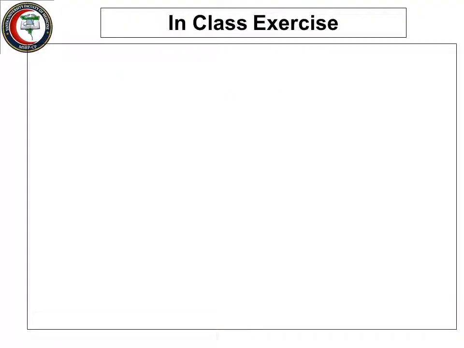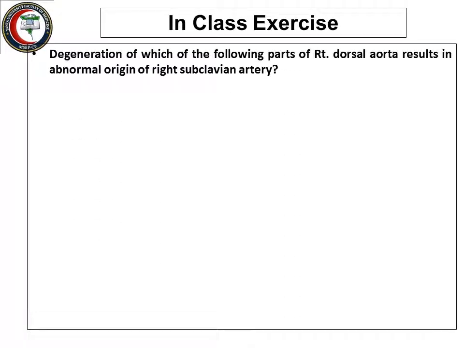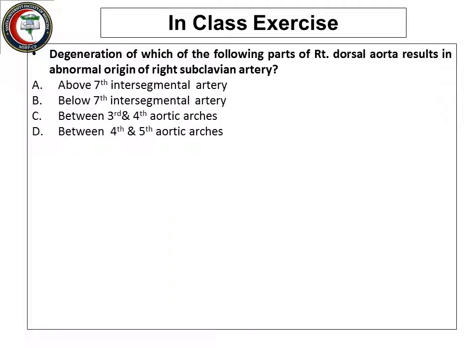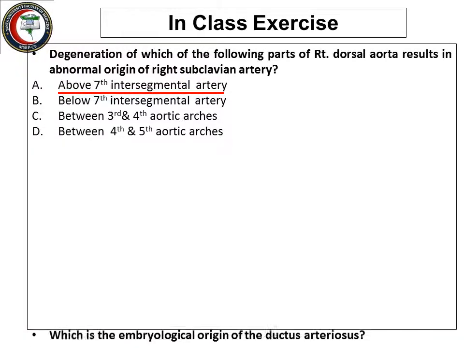Okay, let us see this in class exercise. Degeneration of which of the following parts of right dorsal aorta results in abnormal origin of right subclavian artery? Above the 7th intersegmental artery, the part below the 7th intersegmental artery, the part between the 3rd and 4th aortic arches, or the part between the 4th and 5th aortic arches? Yes, definitely the answer is the part above the 7th intersegmental artery.